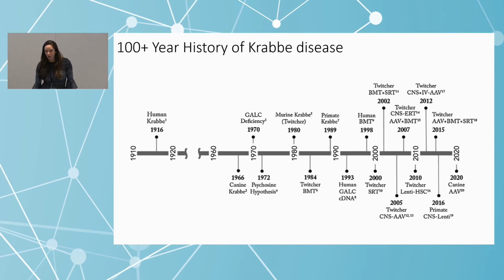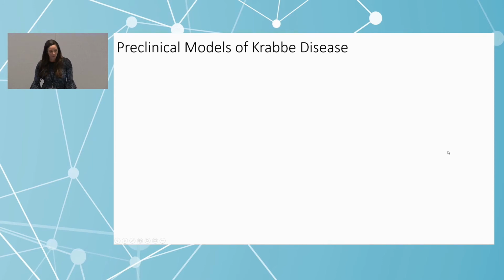And then really over the last 20 years, it's been a theme of combination therapies, looking at gene therapies combined with bone marrow transplant or substrate reduction, or really all of them in combination, as we've learned more about how challenging it is going to be to tackle Krabbe disease. So what are the preclinical models of Krabbe disease that are available, and why was this our highest score in our heat map?